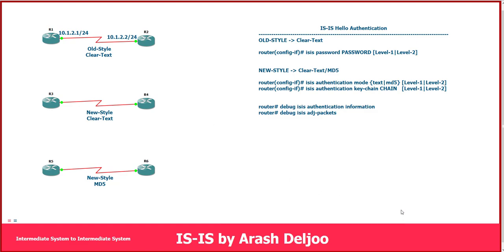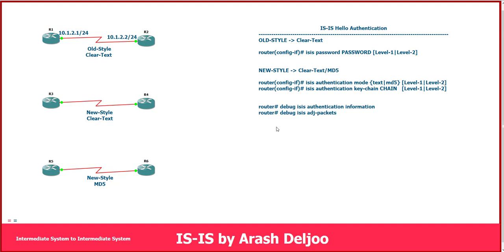After the same subnet or same range between two routers, I'm going to talk about another condition that should be met for neighborship to be established, and that is the IS-IS hello authentication. You know that in every routing protocol, for example OSPF, BGP, EIGRP, and also RIP version 2, we have a mechanism of authentication. In IS-IS also we have authentication.